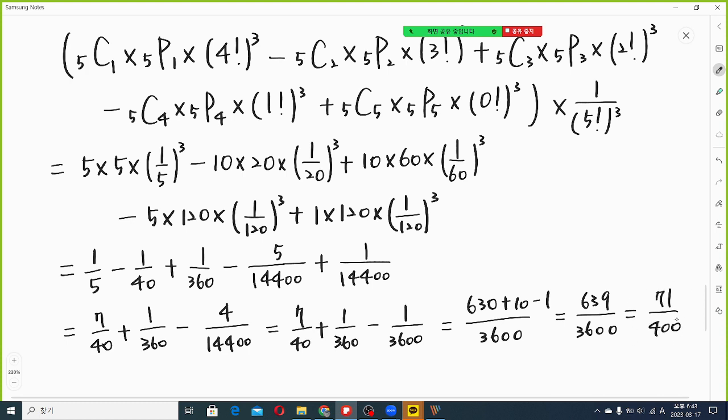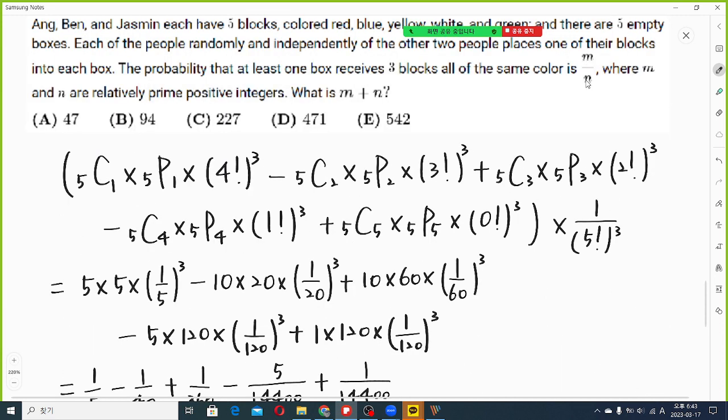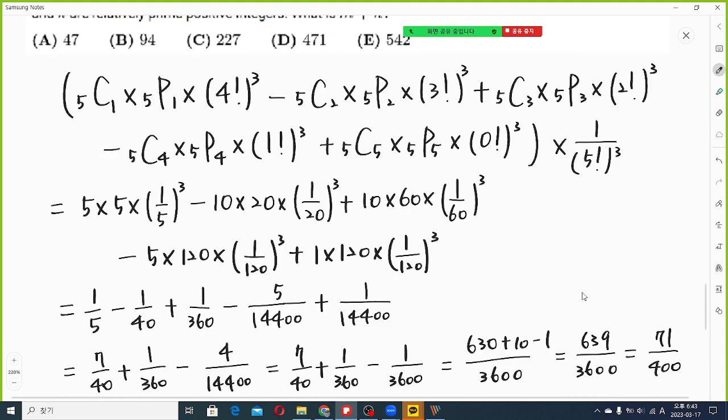Yeah, this is the probability. So what's the sum of the numerator and denominator? Yeah, what's the sum of numerator and denominator? The sum is 471. Yep, so the answer is D.